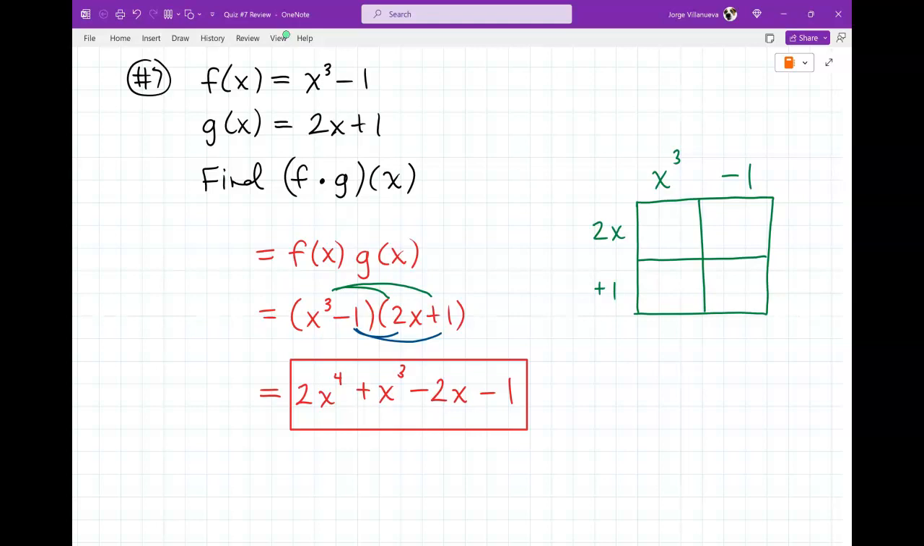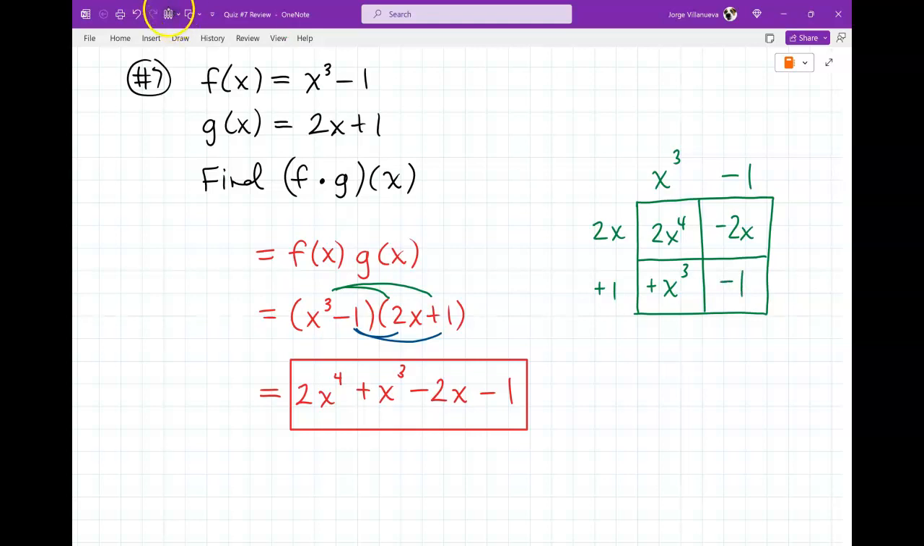So now we're just going to basically multiply, right? We're going to multiply x cubed times 2x. That's going to be 2x to the 4th. Okay? And then I'm going to multiply negative 1 times 2x. That's negative 2x. Then you multiply x cubed times 1. That's a positive x cubed. And then multiply -1 times +1, that's -1.